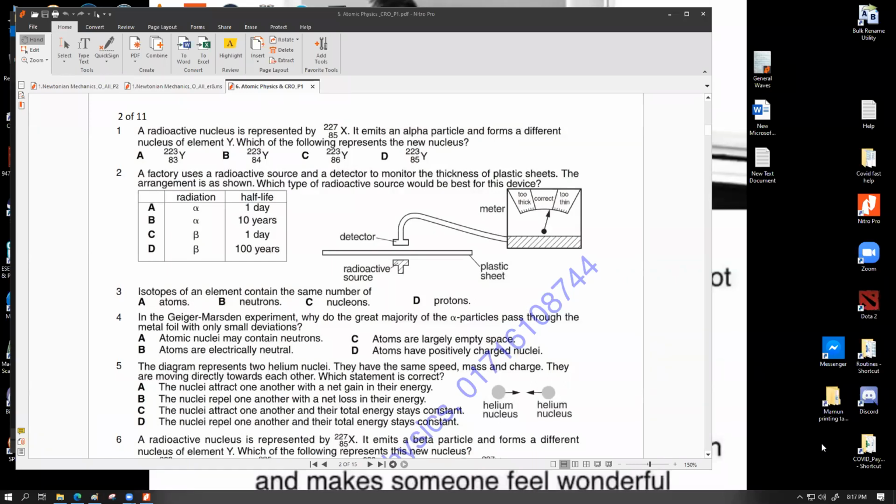Uranium has naturally occurring isotopes: uranium 235 and uranium 238. Between these two, uranium 235 is more unstable. More unstable in the sense that, in terms of half life, uranium 238 has a much, much longer half life compared to uranium 235. So uranium 235 is more unstable, so it is easier to break down. We cannot make uranium 238 into uranium 235.